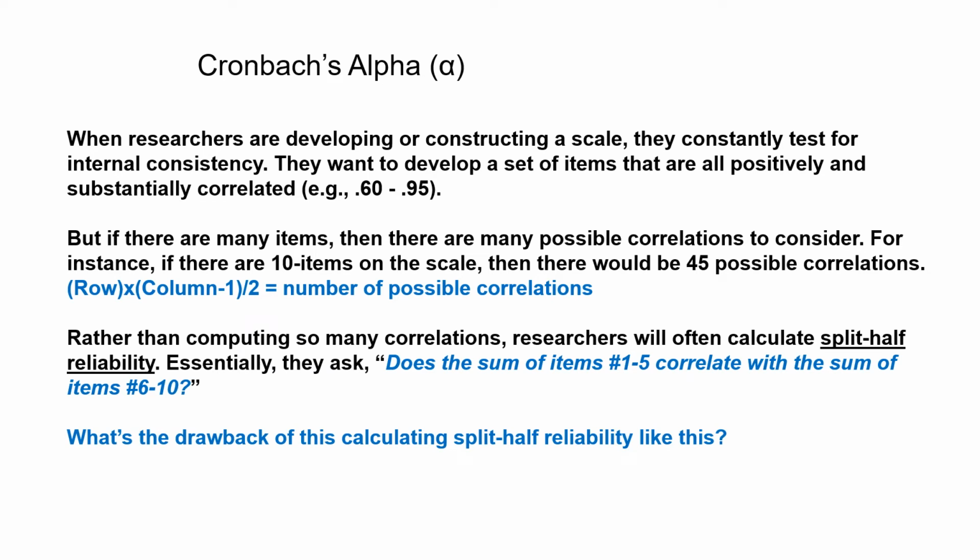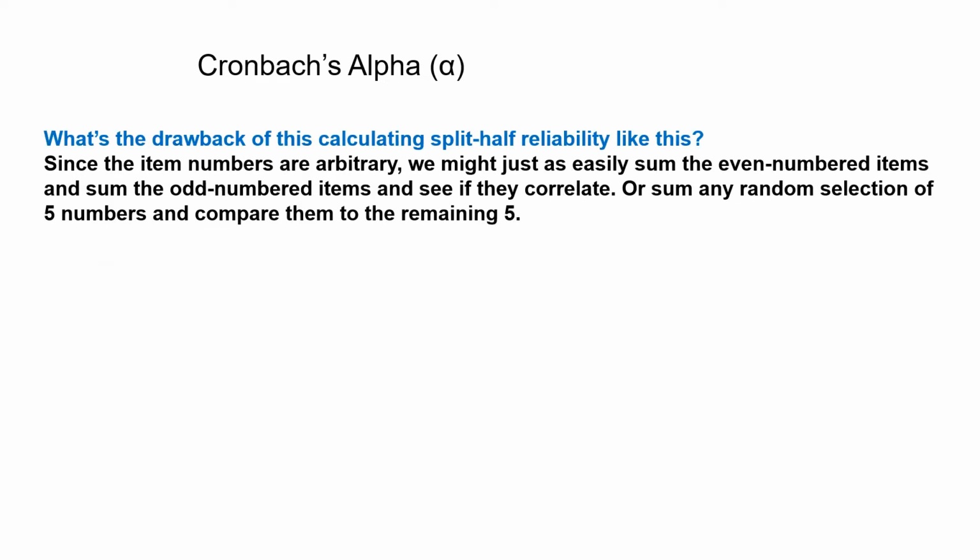I asked, so what is the drawback of calculating a split half reliability like this? Well, what if item 5 and item 10 are correlated, but they're not correlated with 1 through 4 and 6 through 9? Well, now you've run into the issue of you're still getting high reliability, even if you've got a couple items that are not good. So what's used instead is Cronbach's alpha.